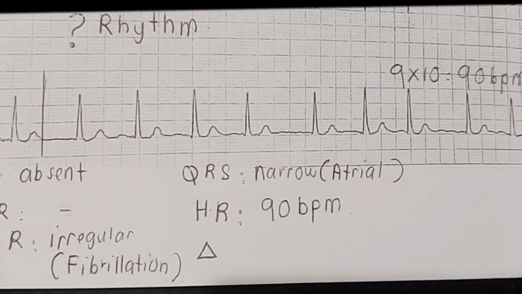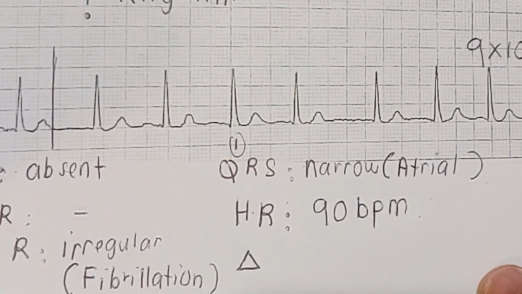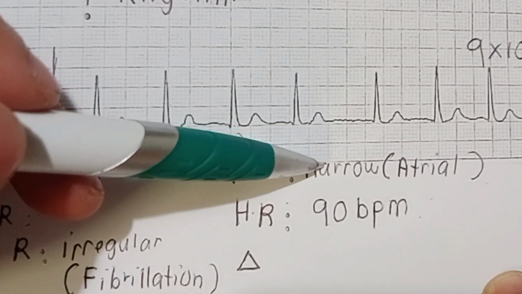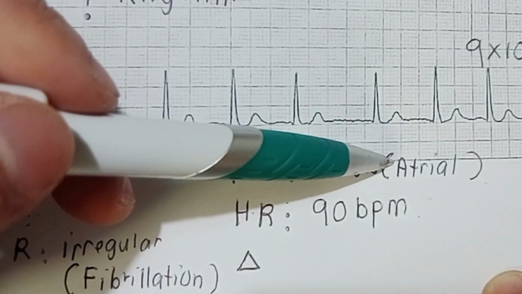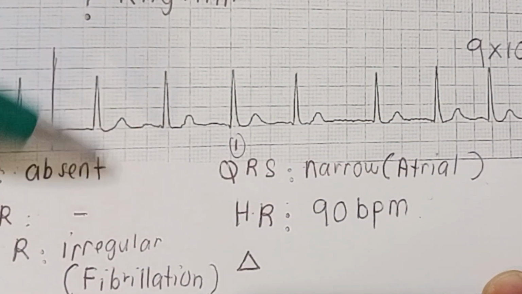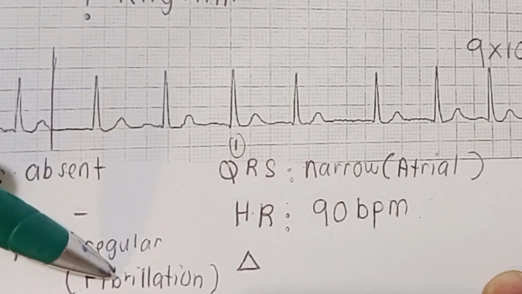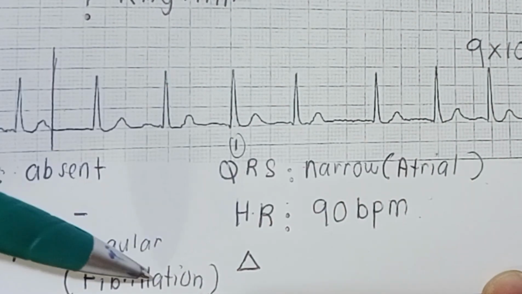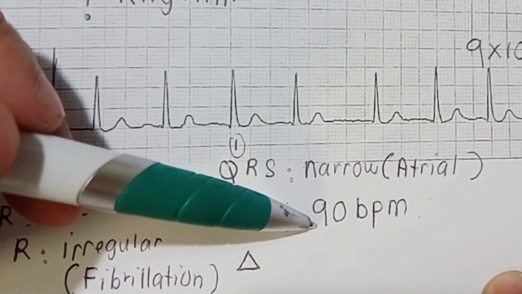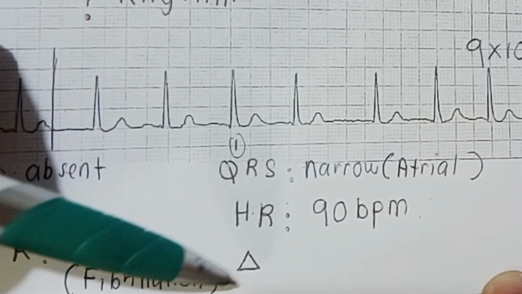What is the answer of this rhythm? When there is no P wave, the first letter of the answer will come from the QRS. So the QRS is narrow, it was atrial beat. And we see the RR irregular. There is no P. When there is no P, it was fibrillation. So atrial fibrillation. The heart rate is 90 beats per minute. So this is controlled atrial fibrillation.